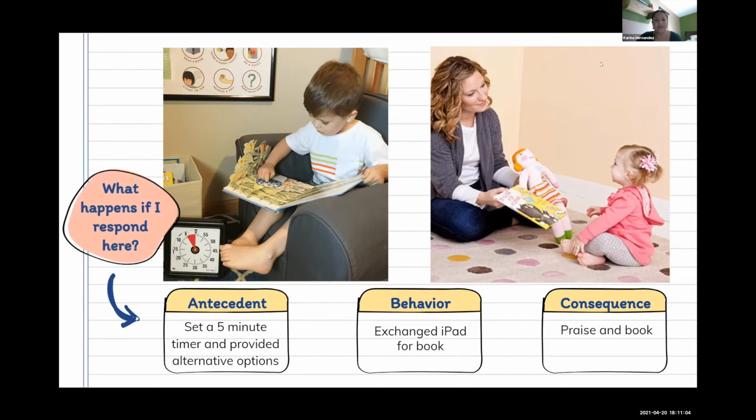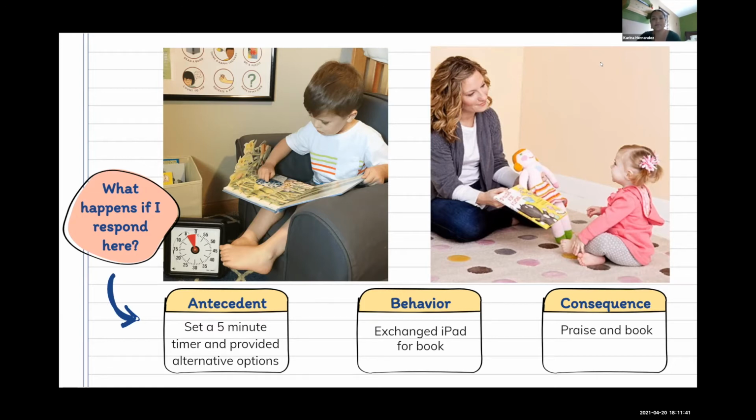So once again, what happens if I respond here in comparison to responding on the consequence in letter C is that if we respond in A, we don't have to go through the event. We don't have to see the behavior happen, and we're teaching our child other coping strategies of accepting other activities, of responding to timers, and other strategies are going to be individualized and specialized only to your child and situations, of course.